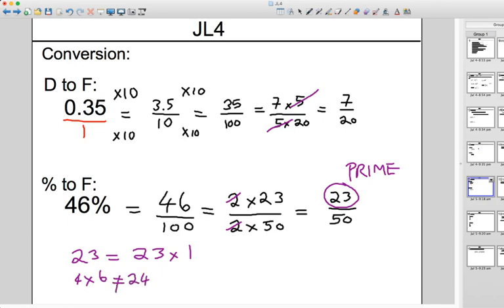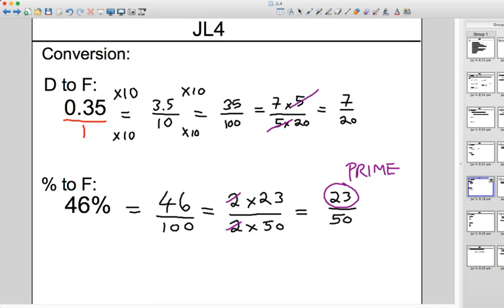I can't say that 2 times 11 is 23. It isn't, it's 22. Point is that you're not going to get 23 by using other factors. The only way you're going to get 23 is through 23 and 1. So I'll just nuke that now.